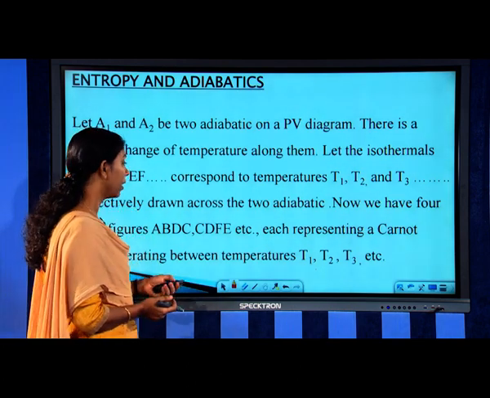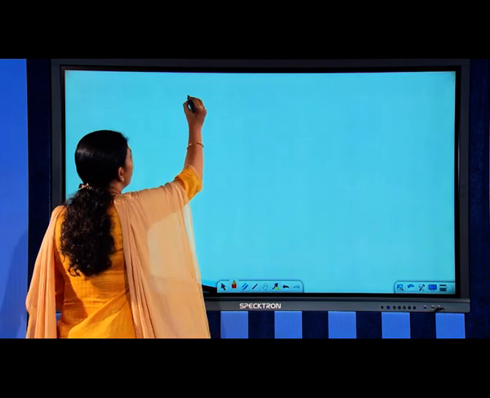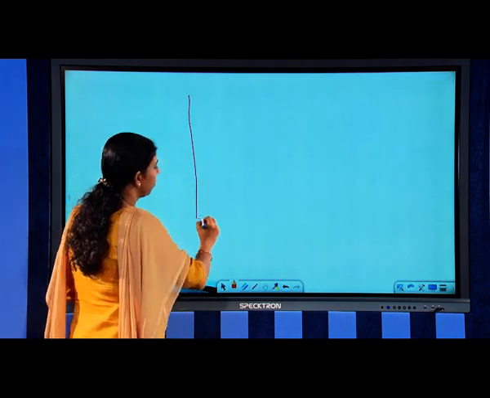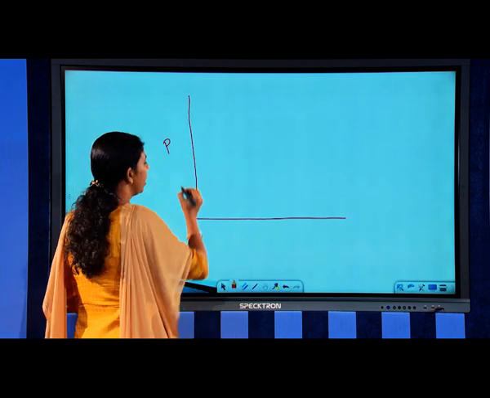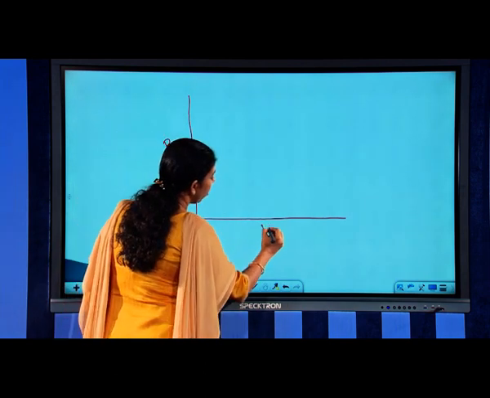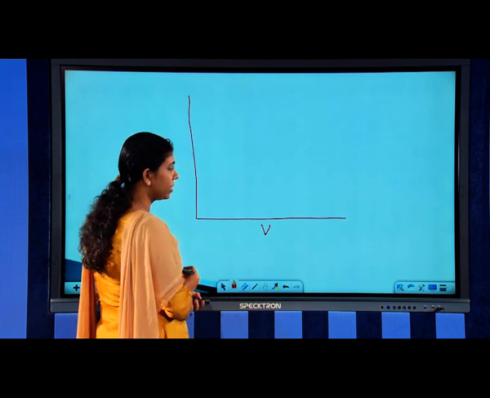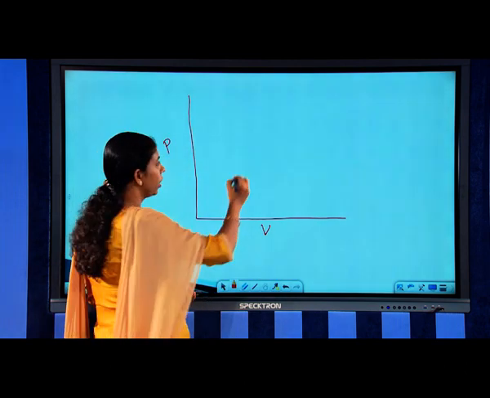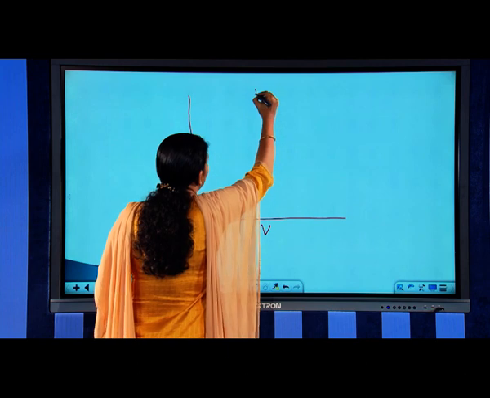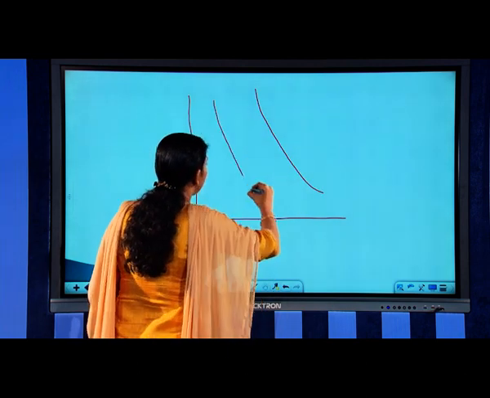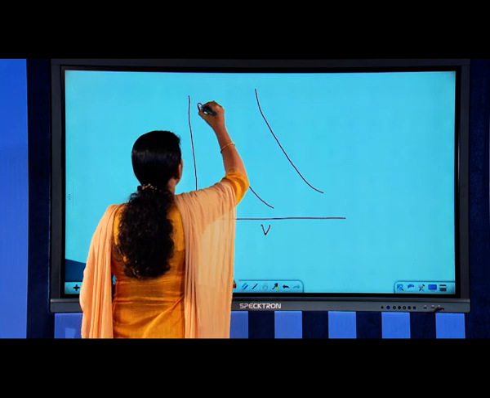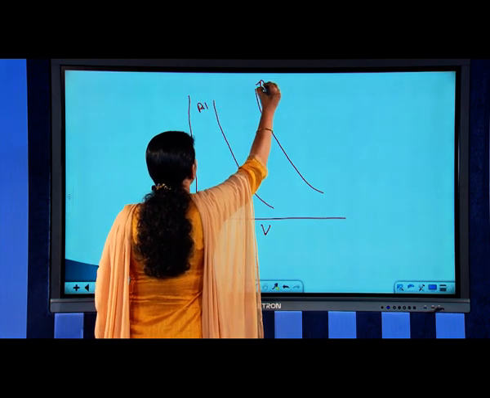Let me draw a figure, a PV diagram. Here pressure is drawn along the y axis and volume is drawn along the x axis. It is an indicator diagram. Here I draw two adiabatics A1 and A2 very close to each other.